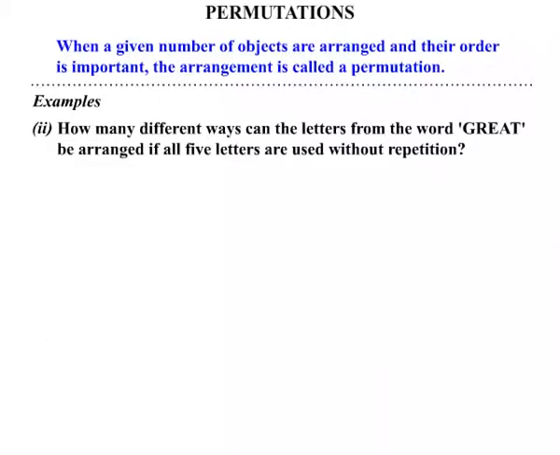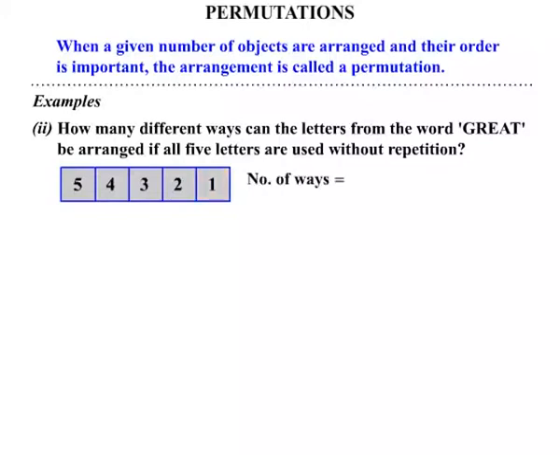The next example, how many different ways can the letters from the word great be arranged if all 5 letters are used without repetition? Well, we have 5 letters, so let's consider 5 positions. The first position, the 5 letters can be put in, so there's 5 ways of doing that. The second position, once 1 letter is used, there's only 4 letters left. The next position, we've used up 2 letters, so there's 3 left, and so on. It's going to go down to 2 there, and finally, we just have 1 letter to be chosen.